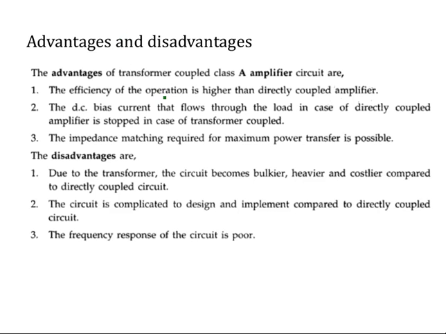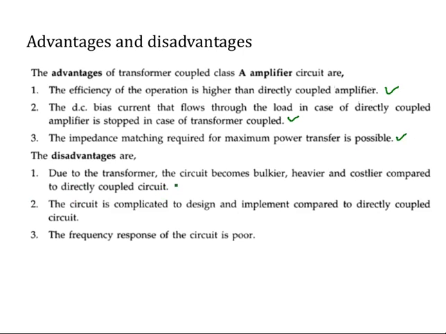Now, what are the advantages? The efficiency of transformer coupling is higher than direct coupling. Then the DC bias current that flows through the load in the case of direct coupling is stopped in the case of transformer coupling. That is, in the case of transformer coupling, the DC resistance of the load side is 0. The impedance matching required for maximum power transfer is possible. Impedance matching is possible because of transformer coupling.